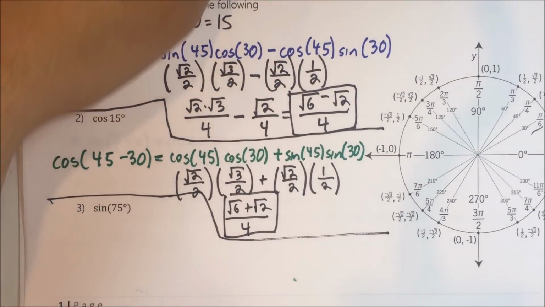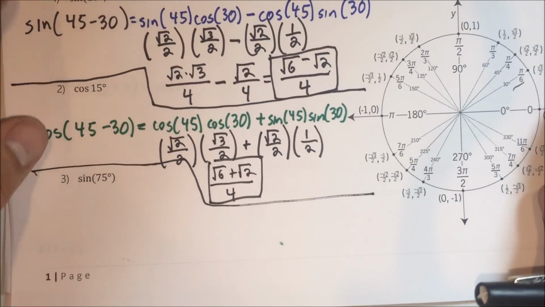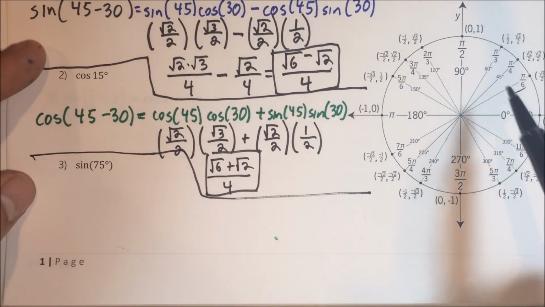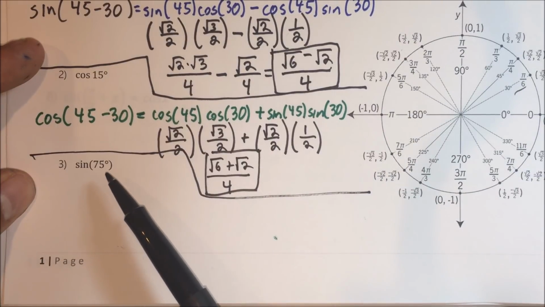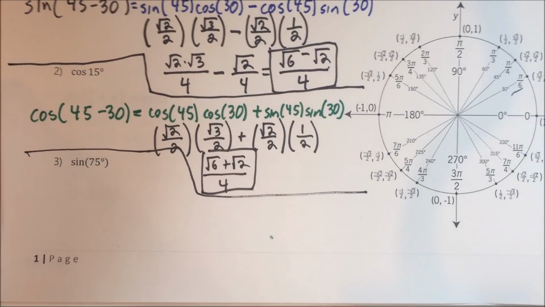So what I'd like you to do now is go ahead and do sine of 75 degrees. Pause the video, think about it for a few minutes, see if you can't get either with a sum or difference of 30, 45, or 60 to add up or subtract to 75 degrees. And see if you can figure it out, and we'll come back and talk about it. So go ahead and give it a shot.